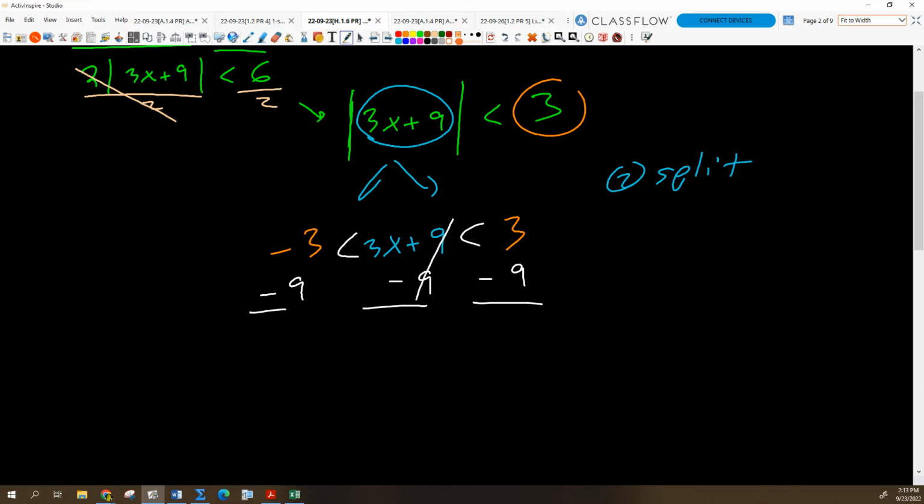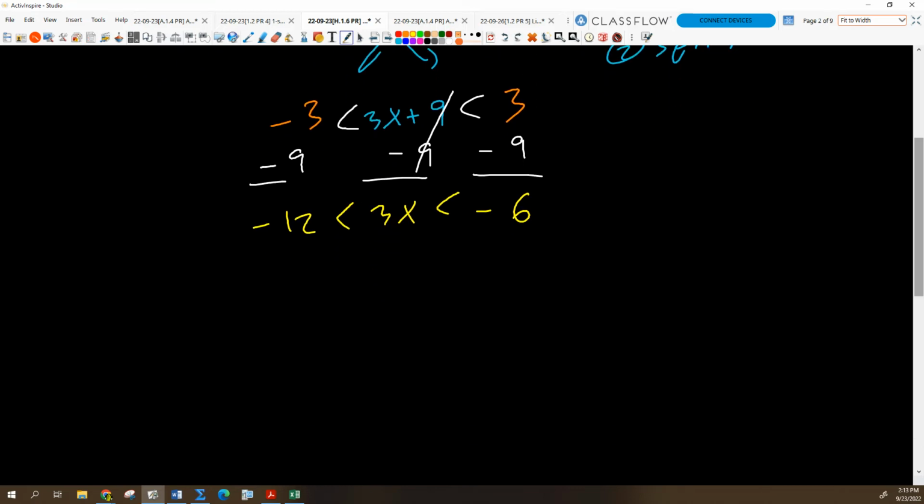The 9s cancel, and I end up getting what? I get 3x in the middle. Negative 3 minus 9 is negative 12. 3 minus 9 is negative 6. I don't flip any inequalities, right? Because I haven't multiplied or divided by a negative. So everything stays the same. And you told me last step was divide by 3. Okay, so we'll do that. So those guys cancel. And what do we end up with? X is greater than negative 4 and less than negative 2. And there it is.